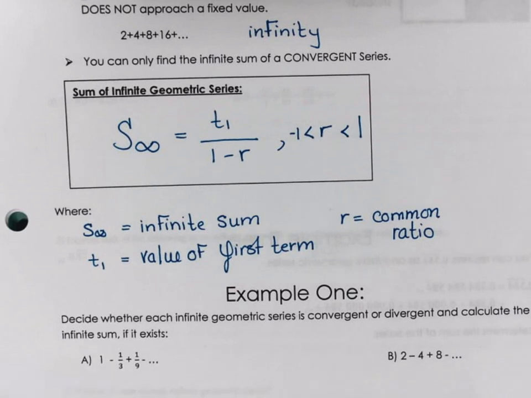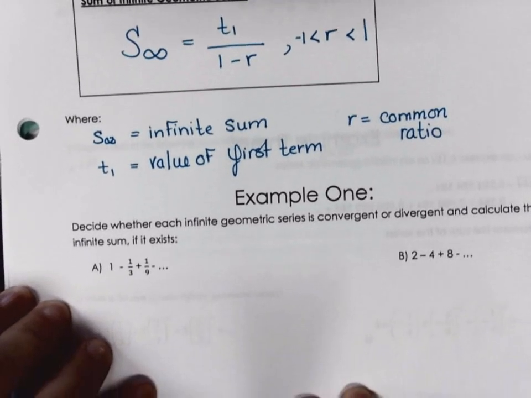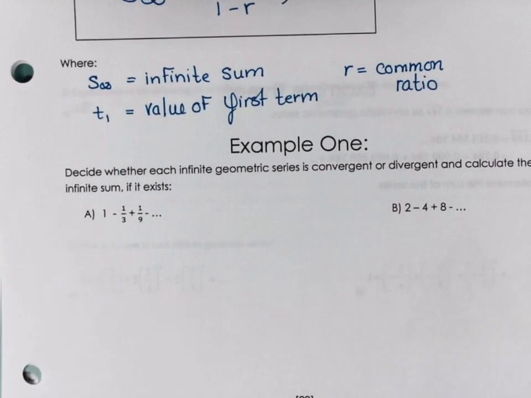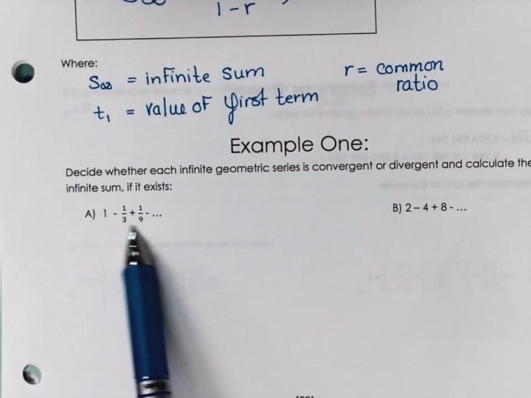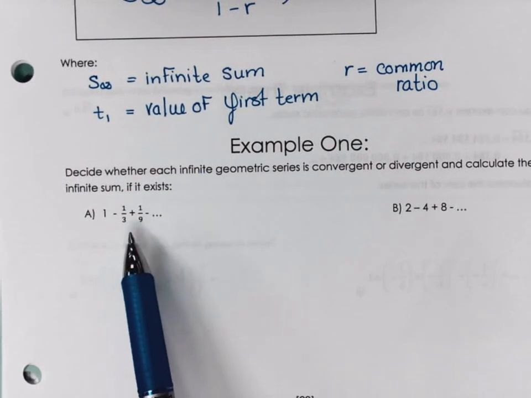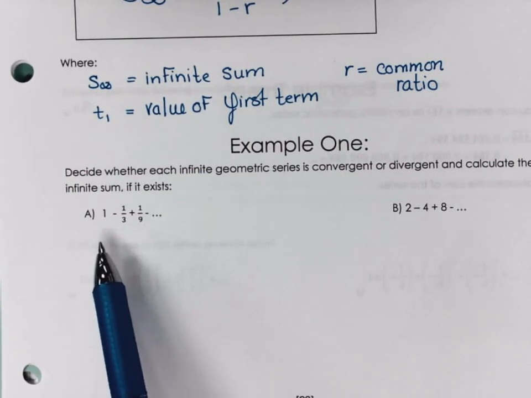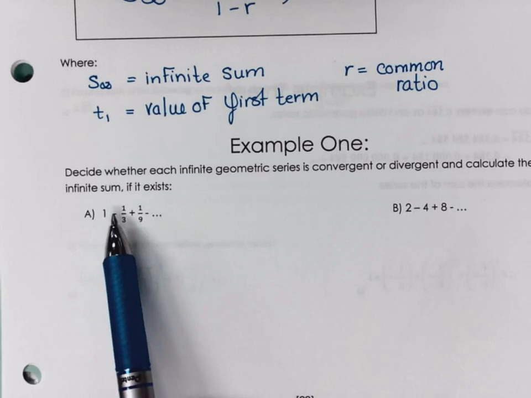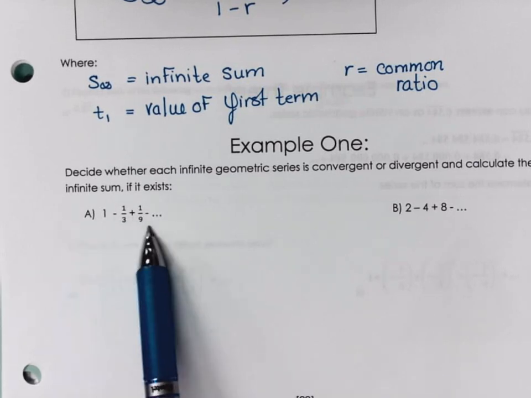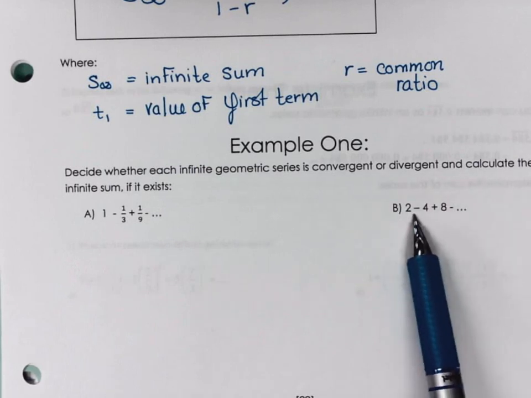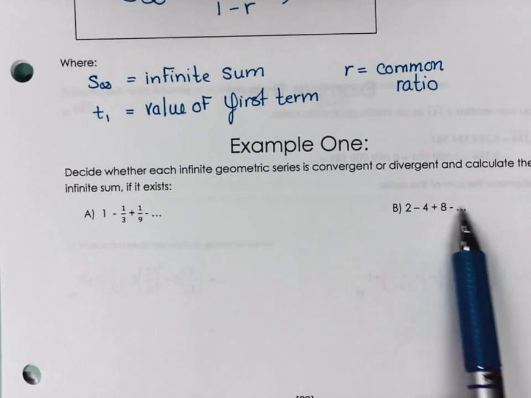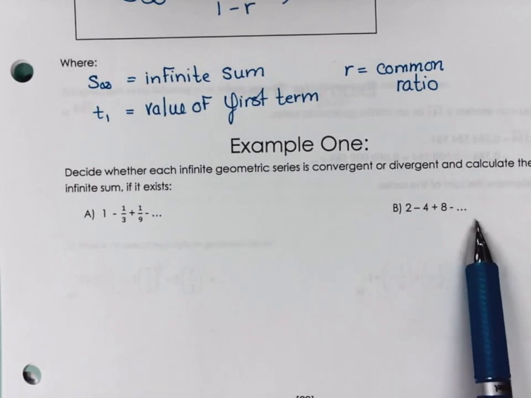Remember, we can only use it on converging, not diverging. So can I use the infinite formula here? Yeah. How do I know that? Just by looking at it, no math, how do I know it? The numbers are getting smaller, right? So we know that our R is decreasing. Can I use it here?